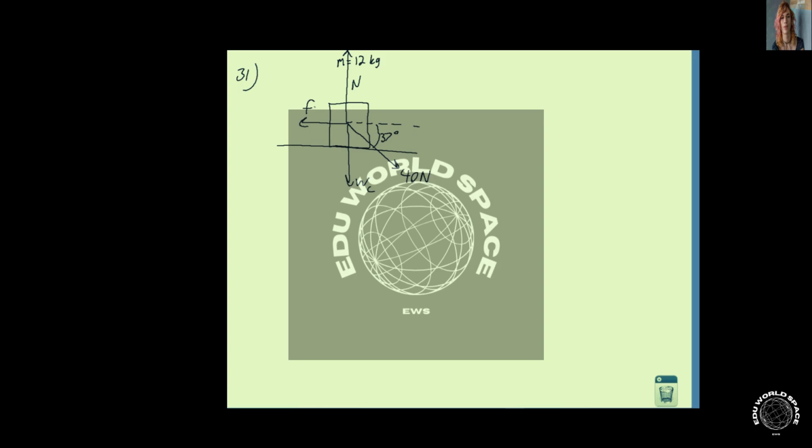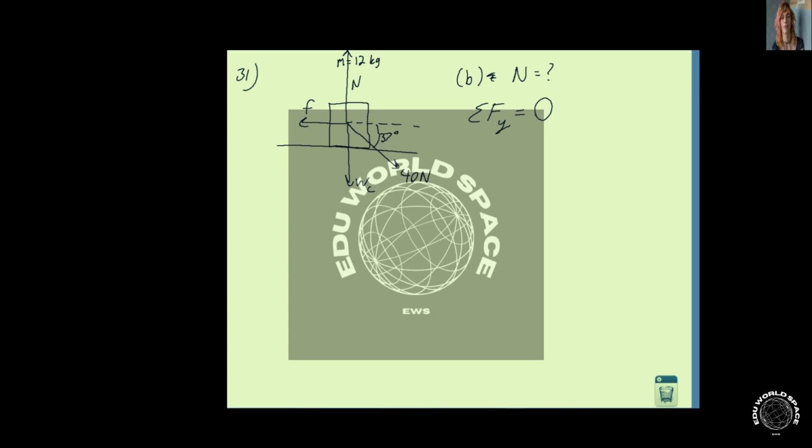Now in part B, they want us to find the magnitude of the normal force acting on the chair. And so this is going to be a force acting in the y direction, so we're going to use Newton's second law and look at the net force in the y direction. That chair is not accelerating up or down, so the net force in the y direction is 0.